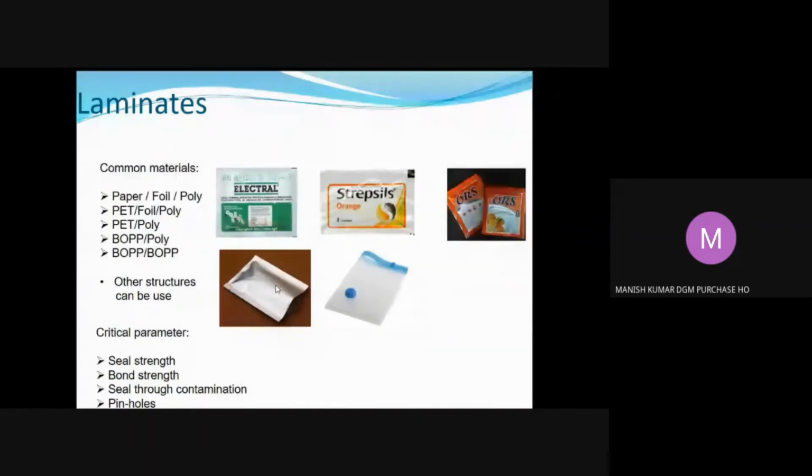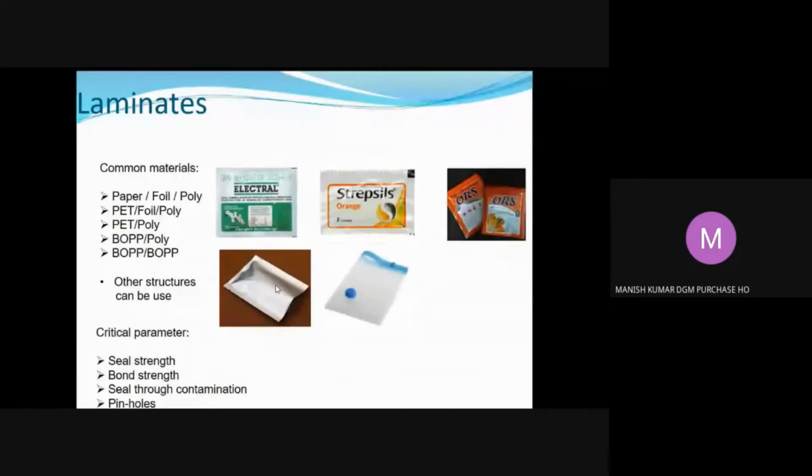So the critical parameter for the laminate is the seal strength. The seal strength is the most important thing for any pharmaceutical product, and the bond strength. For paper and foil, what is the bond strength, and for foil and poly, what is the bonding strength? Those play a very important role in giving ultimate strength to the laminate. Also for the PET foil, what is the bond strength, and foil to poly, what is the bond strength?